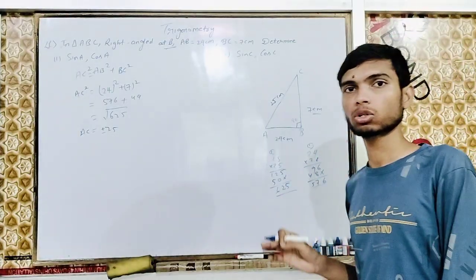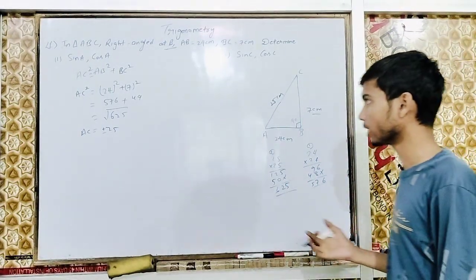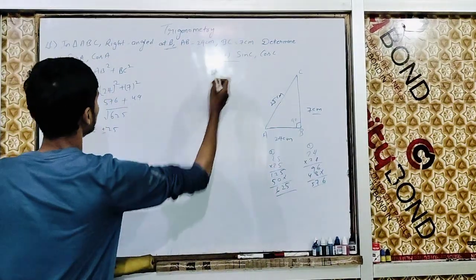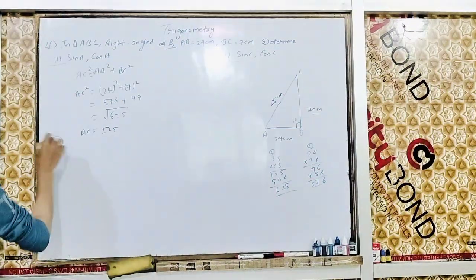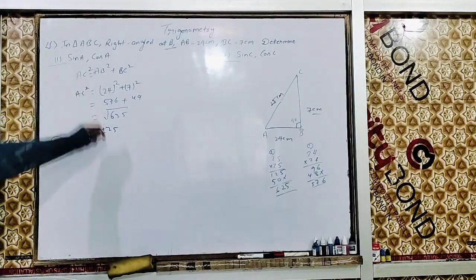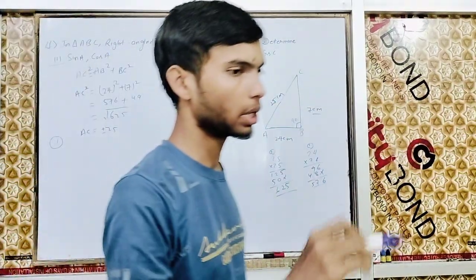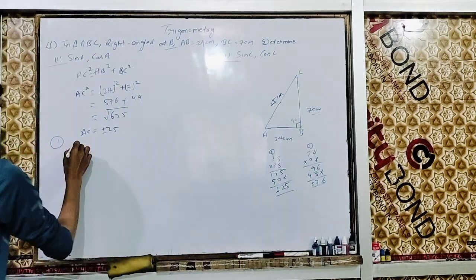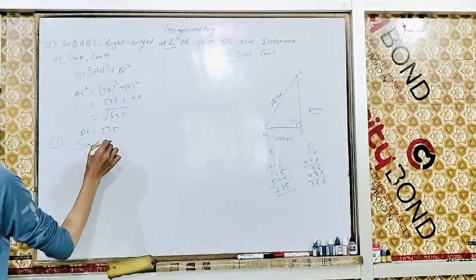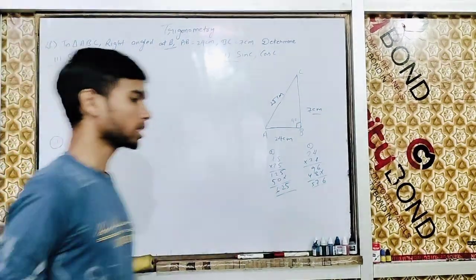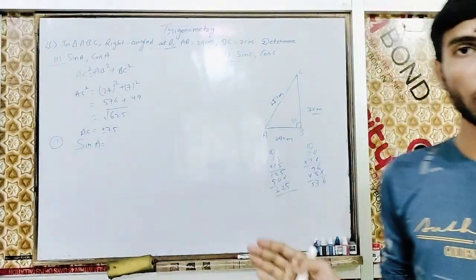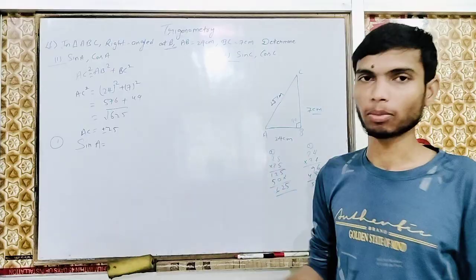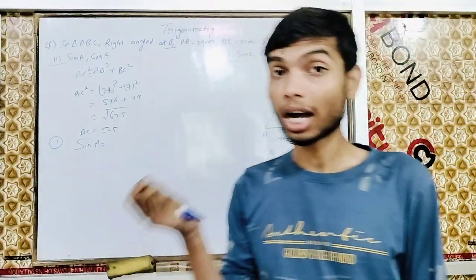So finally, we have found the measure of this side. Now, what else should we do ahead of it? Let's simplify this. In this question it is asking, what is the ratio of sine? You are crystal clear that here theta is A. According to theta, you will determine what should be perpendicular and what should be base.